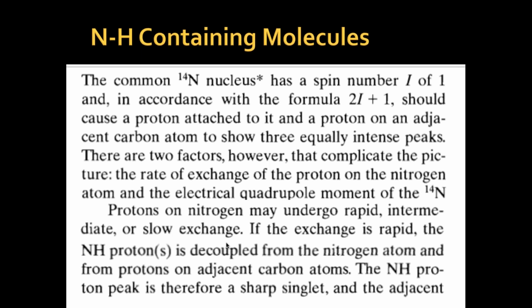If the hydrogen is present on the nitrogen, it undergoes rapid, intermediate, and slow exchange. If it is rapid exchange, you will have the signal. Slow exchange, no signal. If the exchange is rapid, the NH proton is decoupled from the nitrogen atom, and hence the proton will be adjacent to the carbon atom. The NH proton peak is therefore a sharp singlet, of course, right? Now we'll see. Whatever is written in the text, I'll explain with the spectrum.